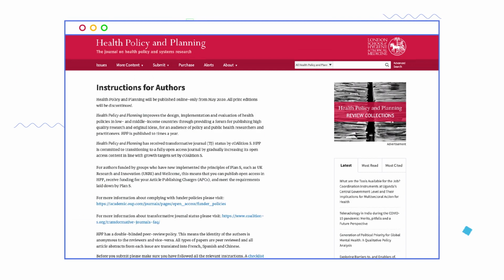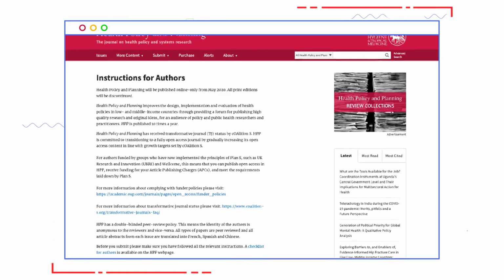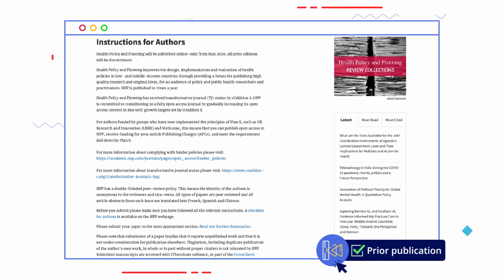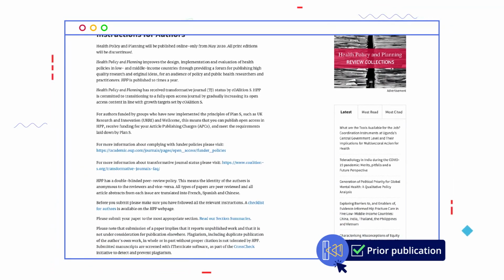countries. Tip 2. Read through our Instructions for Authors page, including our prior publication policy, and declare if your paper or any part of it is already publicly available.